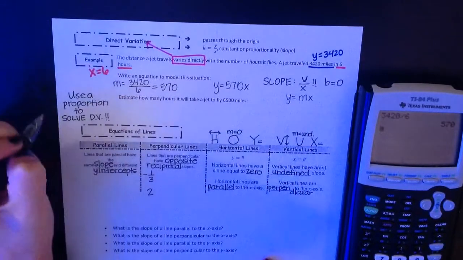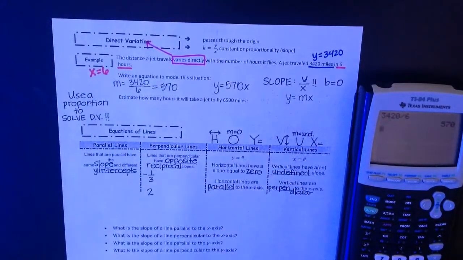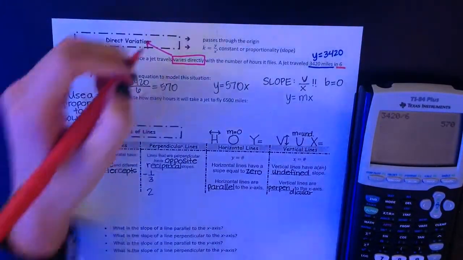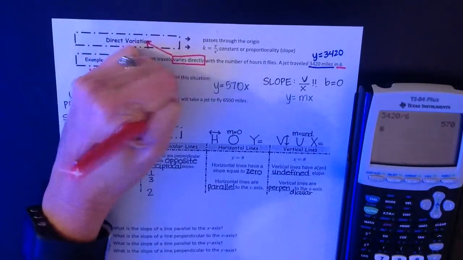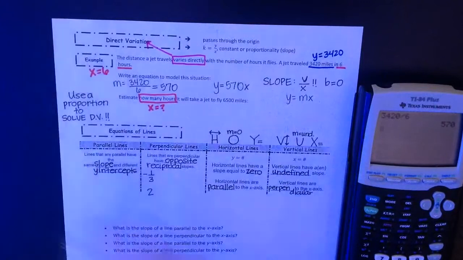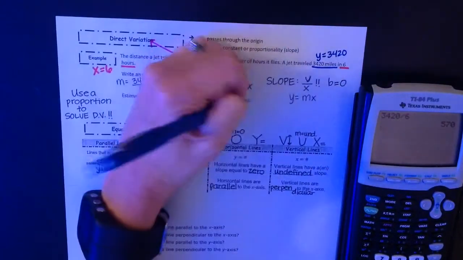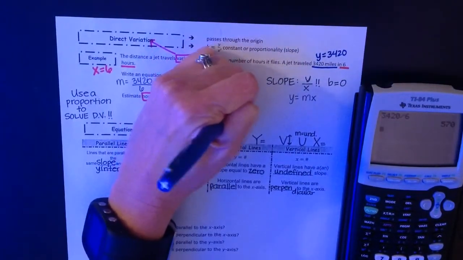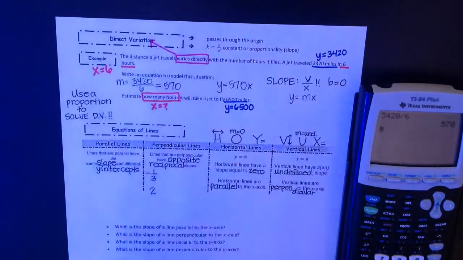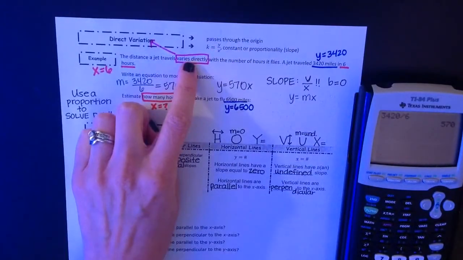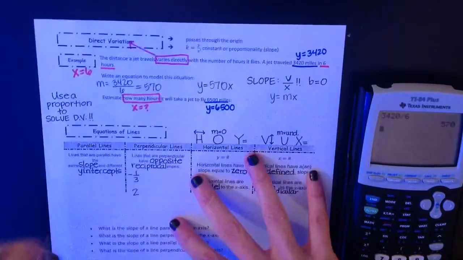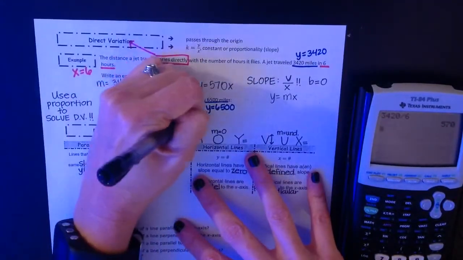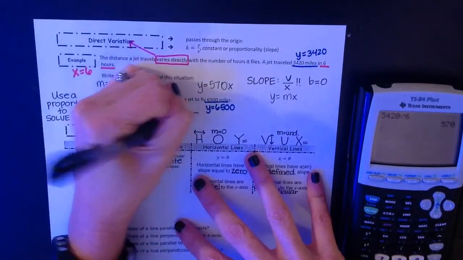All right, estimate how many hours it will take to fly 6,500 miles. So how many hours? So they are telling you that x equals question mark, and they are telling you that your y value is 6,500. So y equals 6,500. Okay, if it is a varies directly problem or direct variation problem, you can solve it by using a proportion. So a fraction equals a fraction, 2 equal ratios.